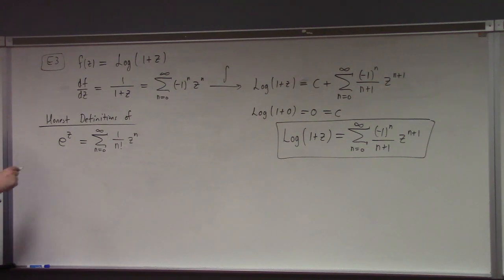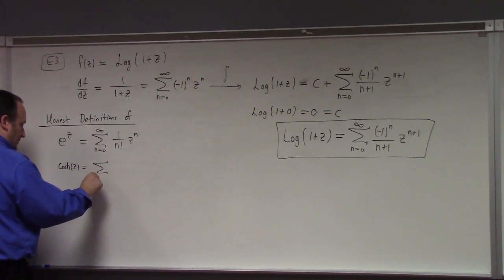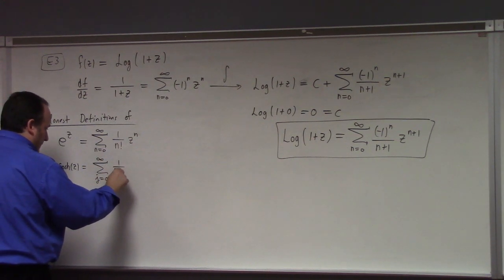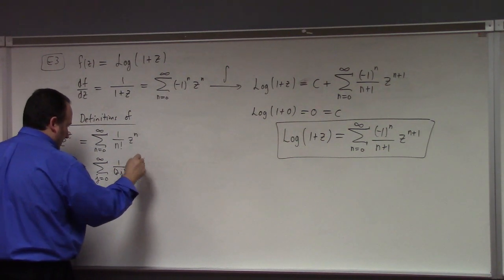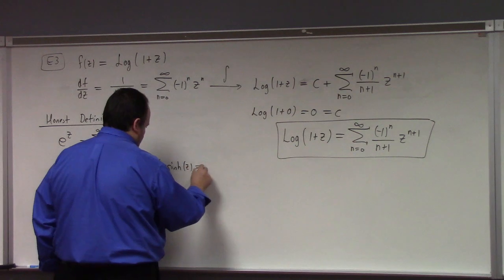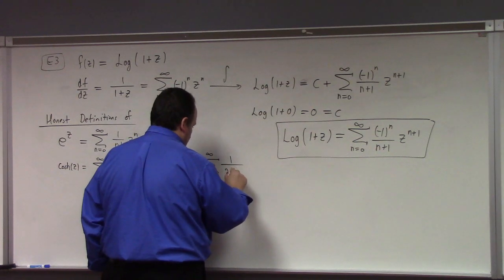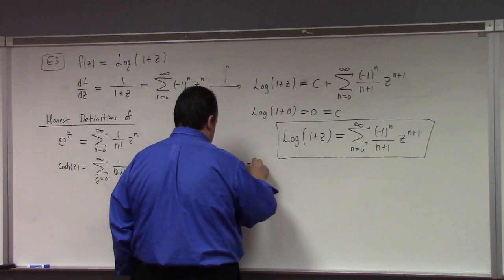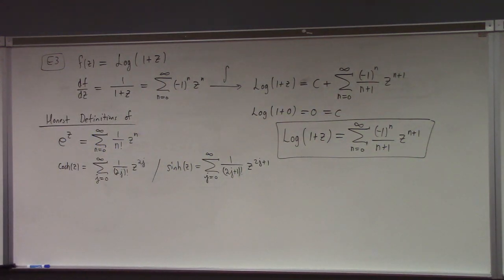What is the definition of cosh? It's the sum, let's say j equals 0 to infinity of 1 over (2j) factorial times z to the 2j. And sinh z is the sum, let's say j equals 0 to infinity of 1 over (2j plus 1) factorial times z to the power 2j plus 1. Here's some low-hanging fruit.